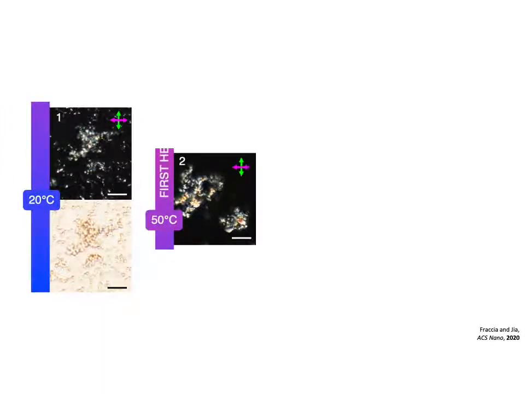Next, we wondered whether the system again could be modulated through various other primitive processes that would have been plausible. And so here we study how heat can affect the structure of the liquid crystal coacervates. So we first started at 20 degrees. Upon bringing the system to 50 degrees, we see very little structural change.